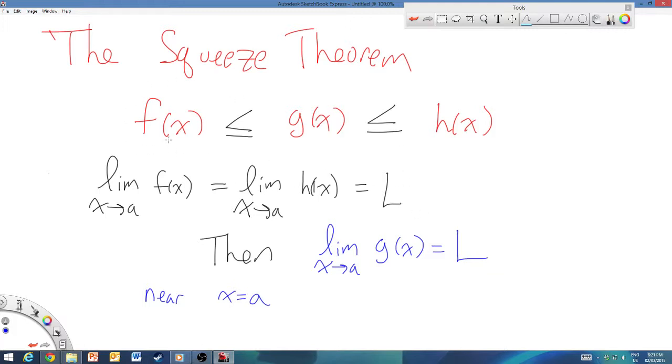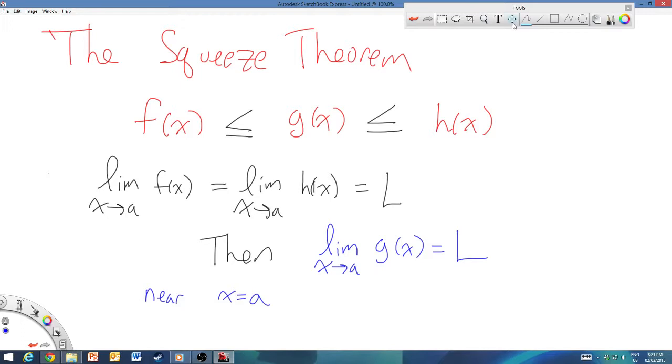So if f of x is less than g of x and less than h of x, and the limit as x goes to a of f of x is equal to the limit as x goes to a of h of x that exists, then the limit as x goes to a of g of x has to also be the same limit. Okay? So you can think of it as basically f of x and h of x are squeezing g of x between them. They're like a sandwich. Sometimes it's called the sandwich theorem or the pincer theorem.